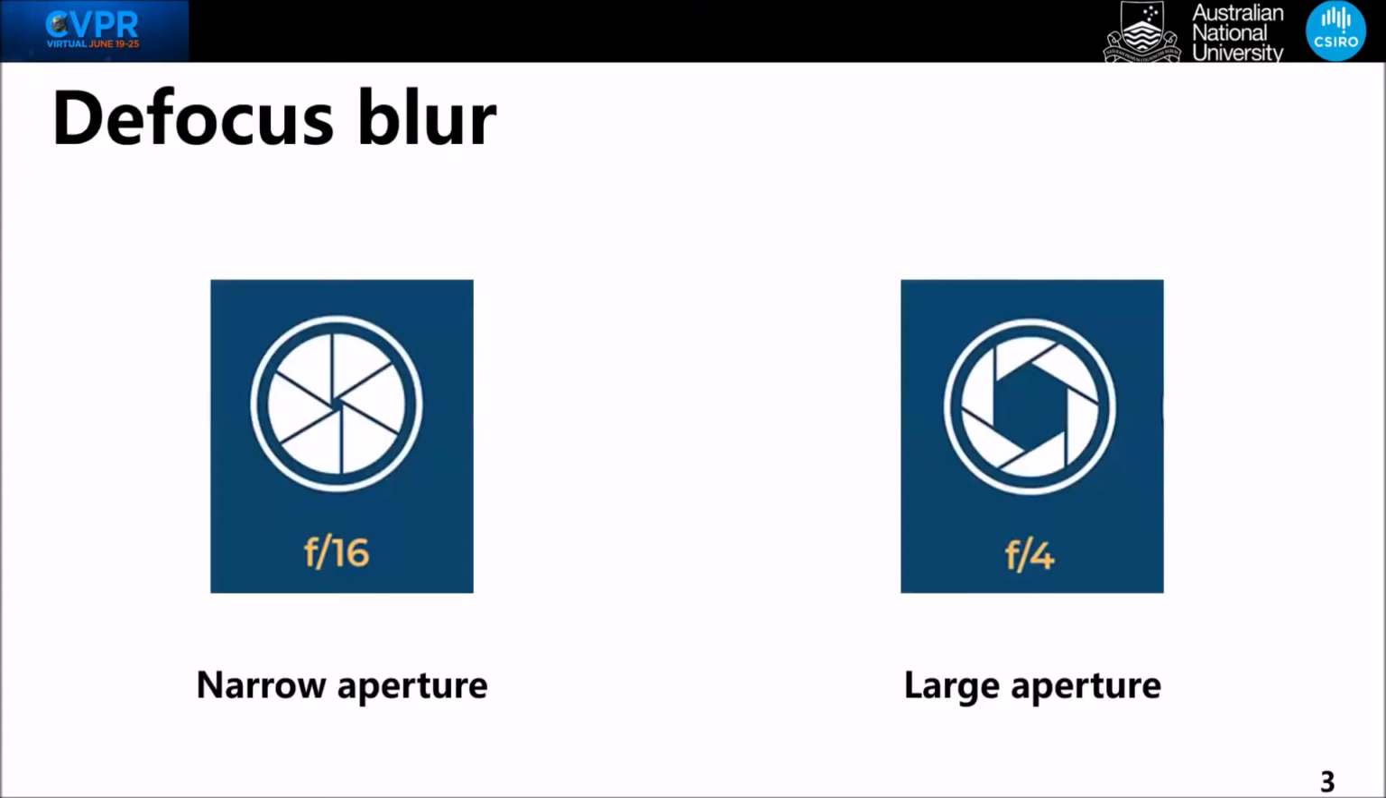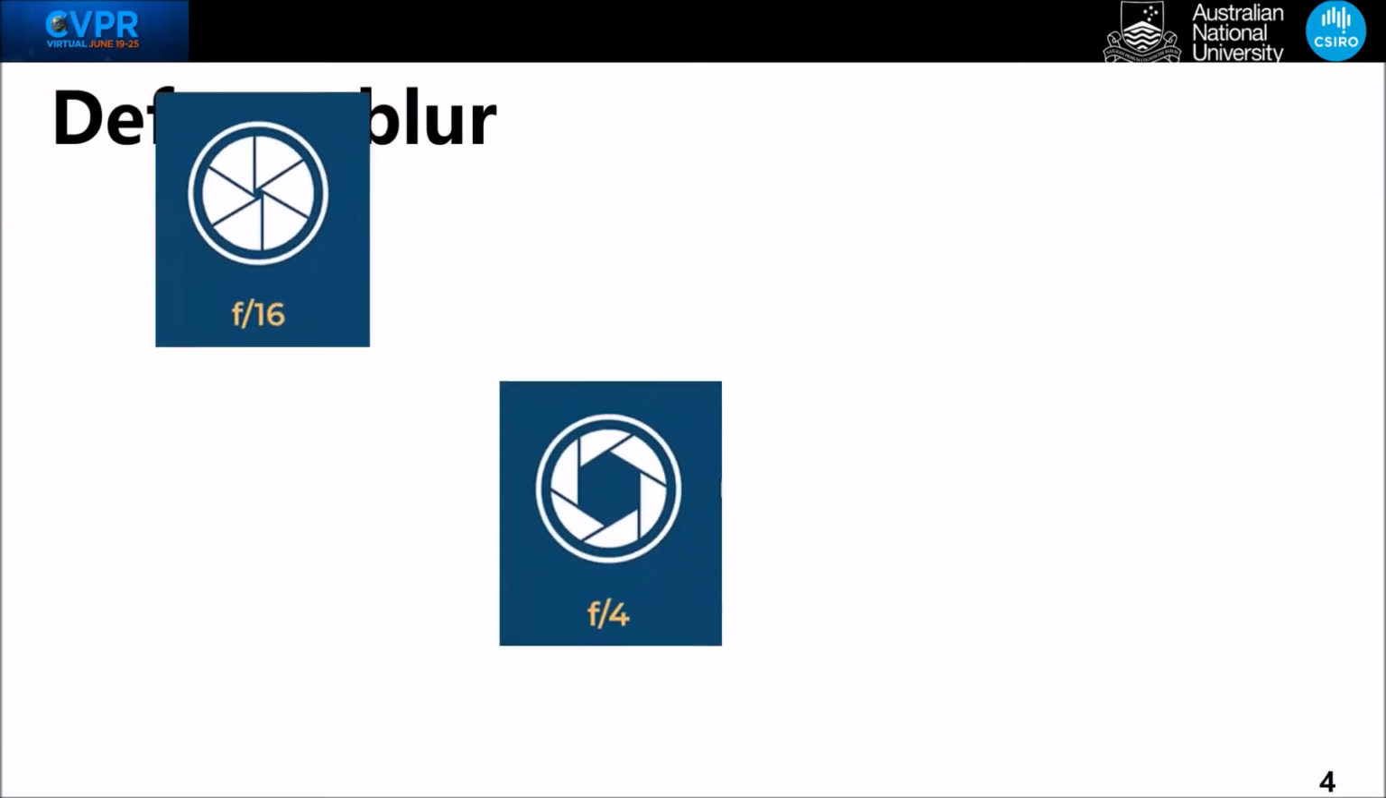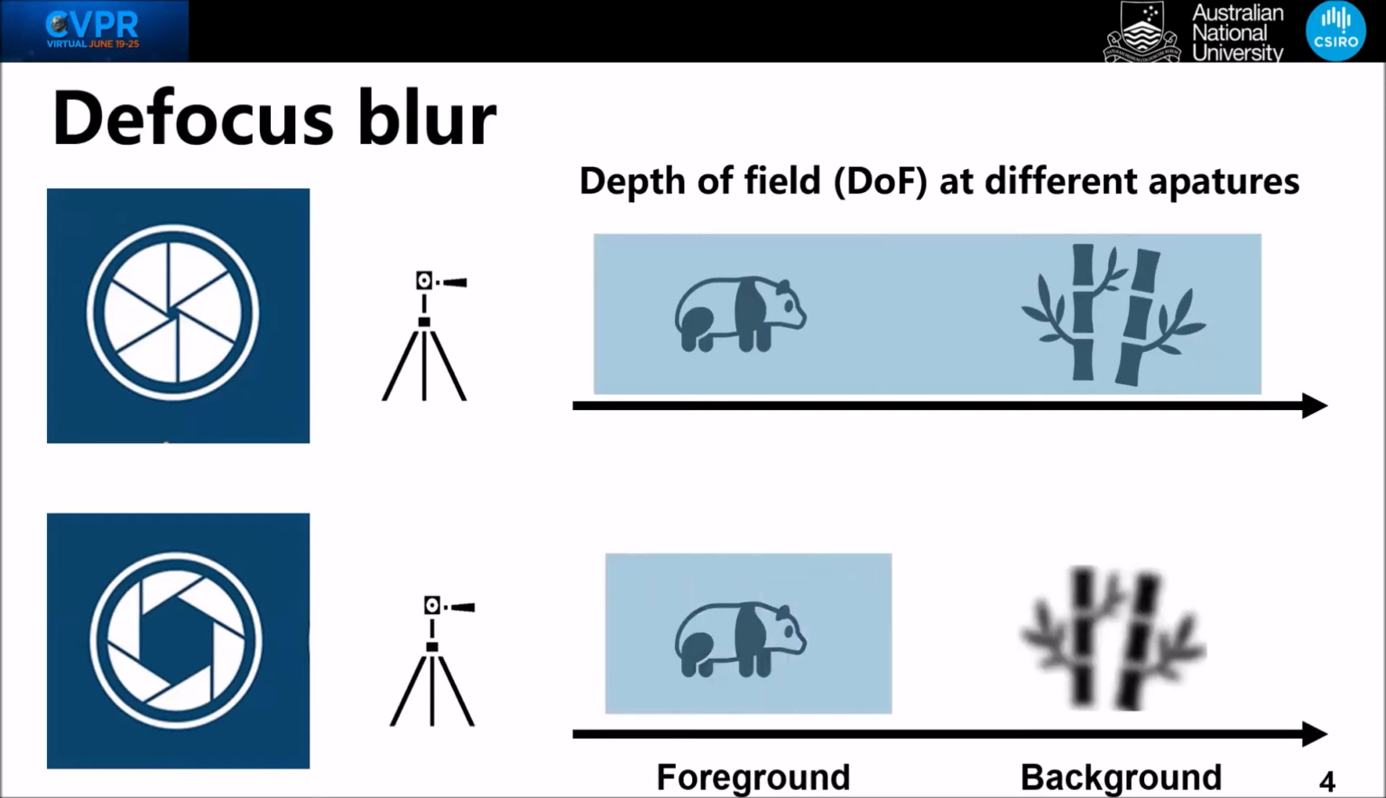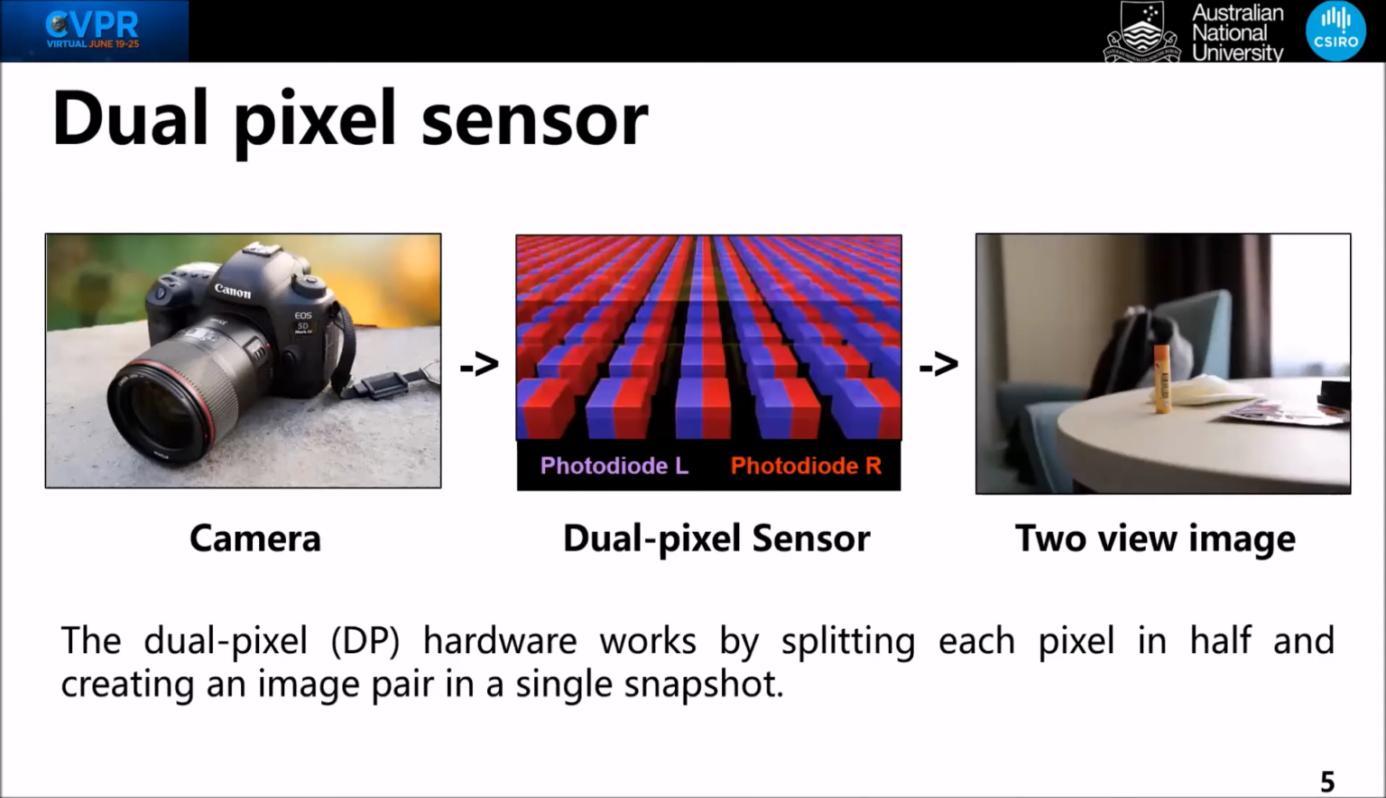An aperture is the opening within a lens that controls how much light hits the image sensor. The size of the aperture will decide the depth of field. The depth of field is the area in which objects are in sharp focus. If an image has a large depth of field, both the foreground and background are sharp. If an image has a shallow depth of field, where the background is completely out of focus, we call it the defocus blur.